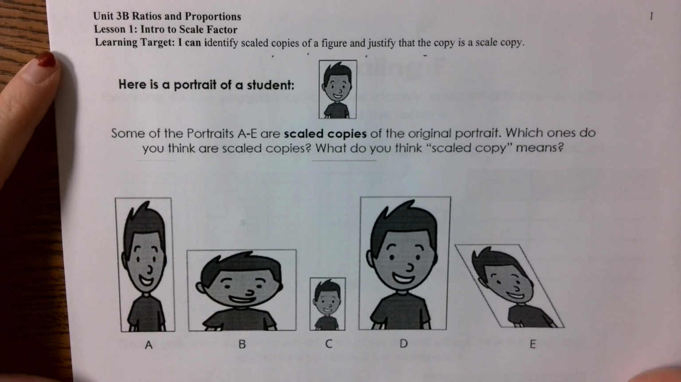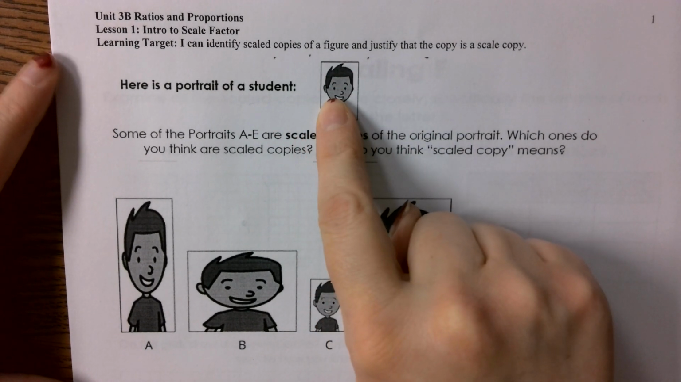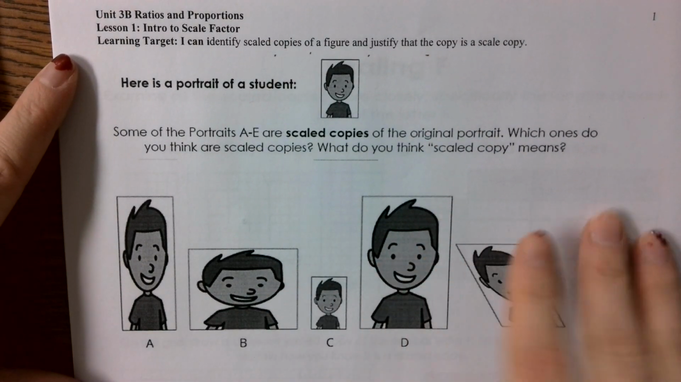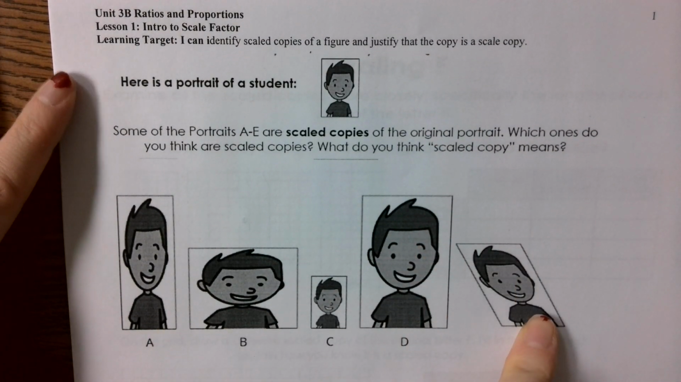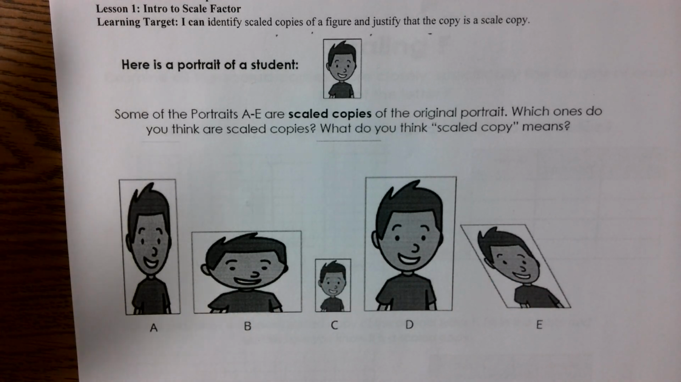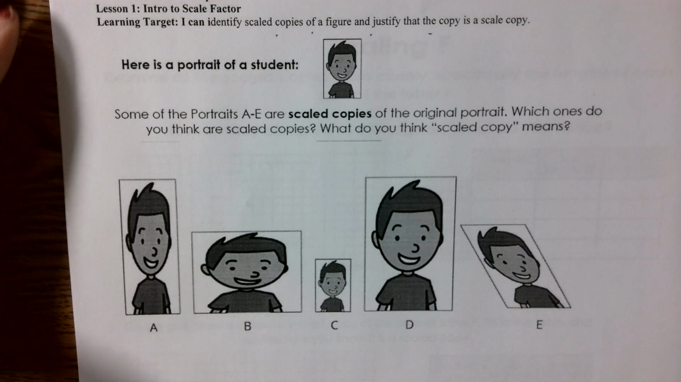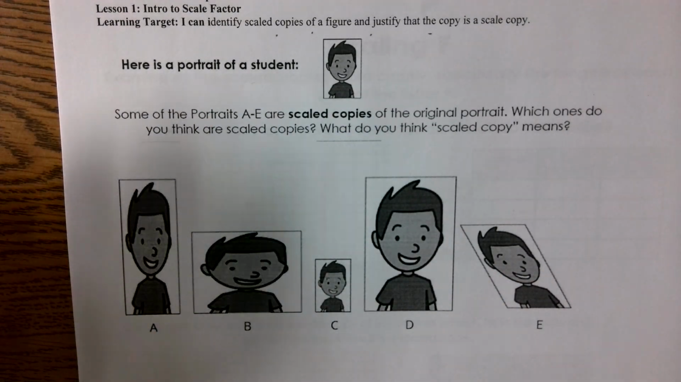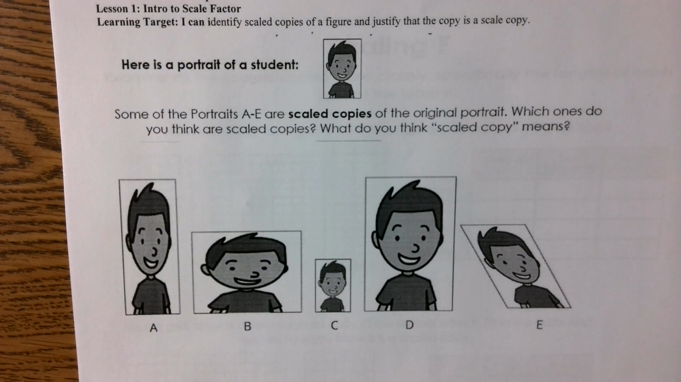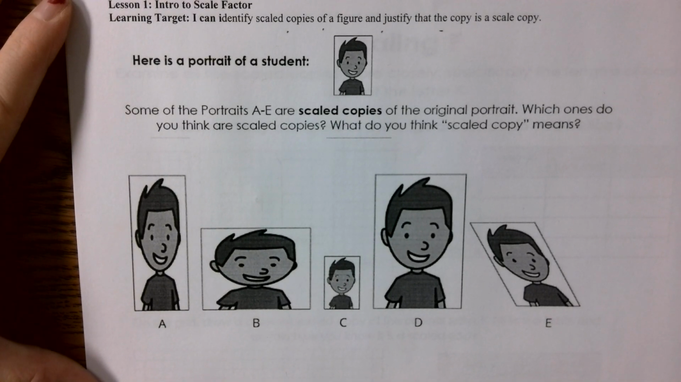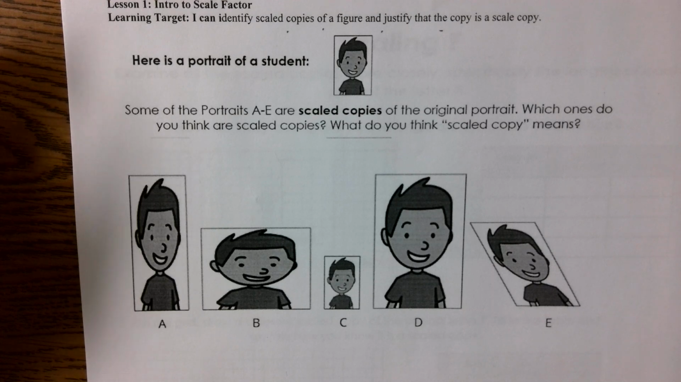So based off of that, if this is our original picture, and these are some copies of that picture, which copies up here are considered to be scaled copies? By scaled copies, I mean it has not been distorted. It is not too tall or too short, stretched too wide, pulled too thin, or tilted. I want to know which one of these is considered to be pretty much an exact replica, just a different size.